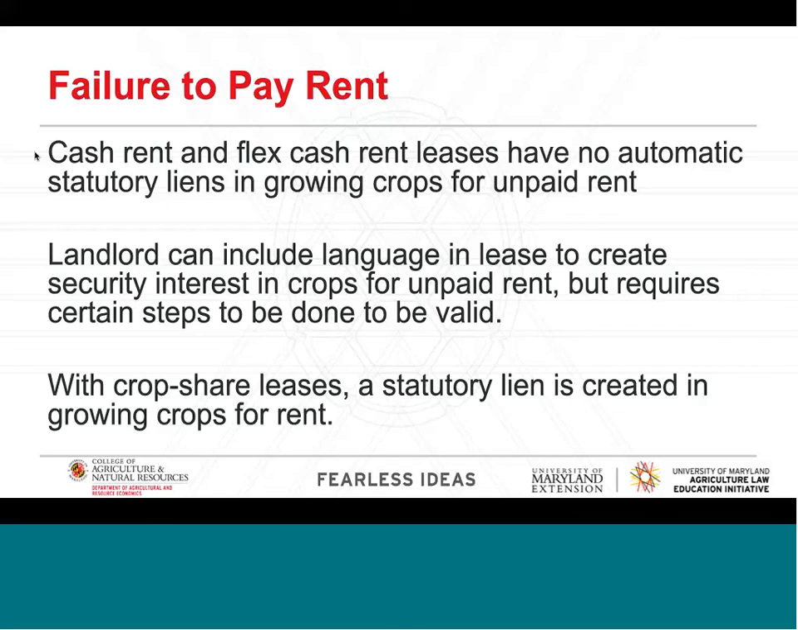With crop share leases, a statutory lien does exist automatically, and that makes sense because if you're renting on a crop share basis as a landlord, you actually have an interest in a portion of that crop, so you should be able to have a lien in it.